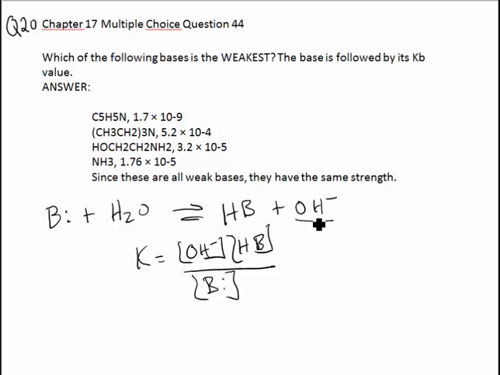And so the one that's going to produce the smallest amount of OH minus is going to have the smallest numerator, and therefore it's going to be the smallest KB. So up here, 10 to the minus 9, 10 to the minus 4, 10 to the minus 5, 10 to the minus 5. This one is the smallest KB, therefore it's going to be the weakest base.